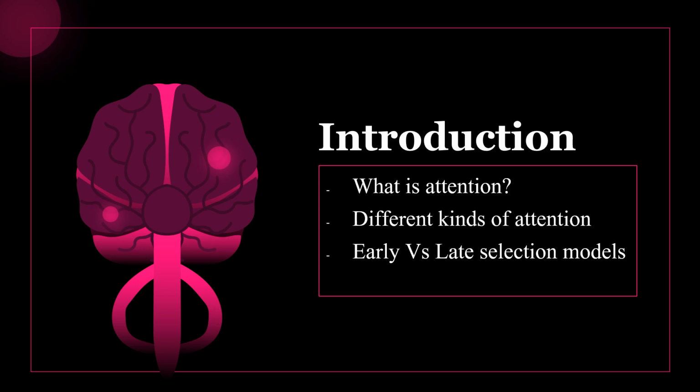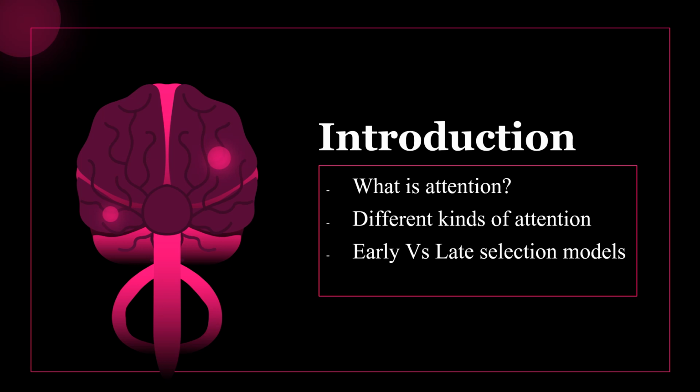The first one being sustained attention, which is when we're able to focus on one task without being distracted, and the second one being selective attention, which is the ability to filter out the stimulus you do not want to pay attention to and select which one to focus on. As well as two models of attention, the early and late selection models.